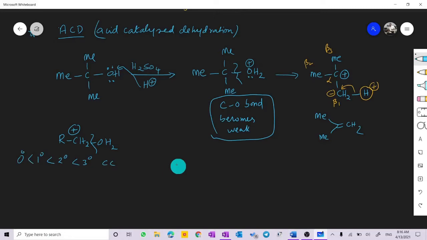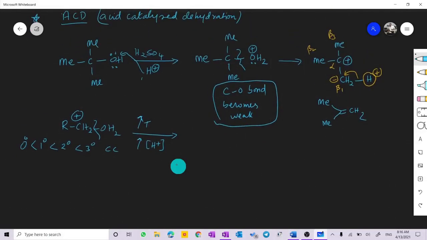Therefore, it requires a very high temperature and a high concentration of acid. Increased concentration of acid is required for the abstraction of the proton, so that it can hold the proton and remove it as a water molecule, so that the alkene will be formed. Whereas a tertiary alcohol requires a low temperature. If you take a tertiary alcohol here, we can see it takes less temperature and requires a lower concentration of the acid to form the corresponding alkene.